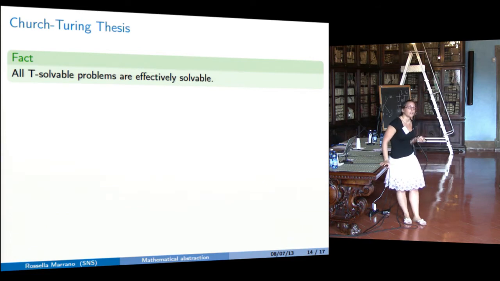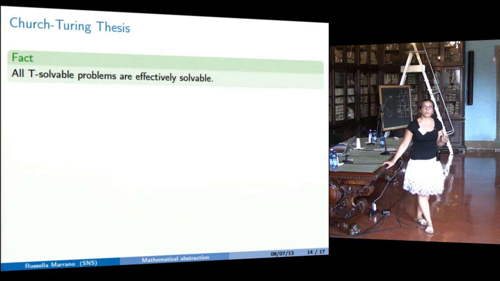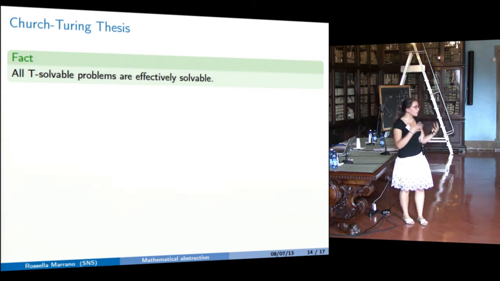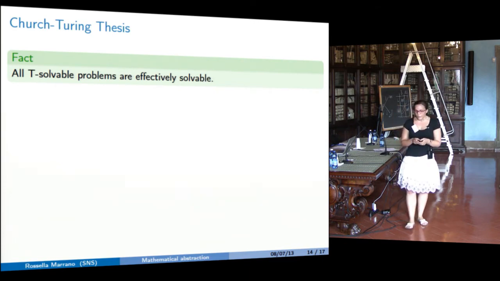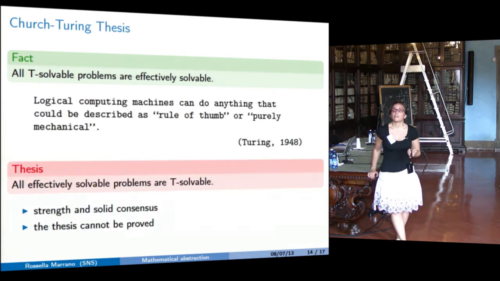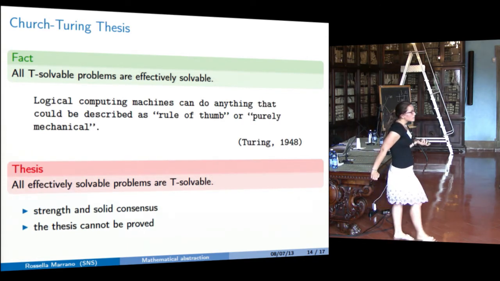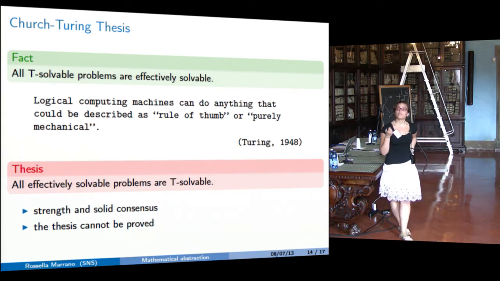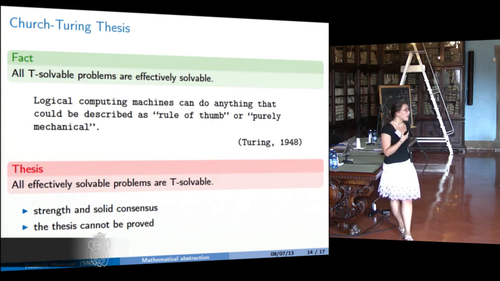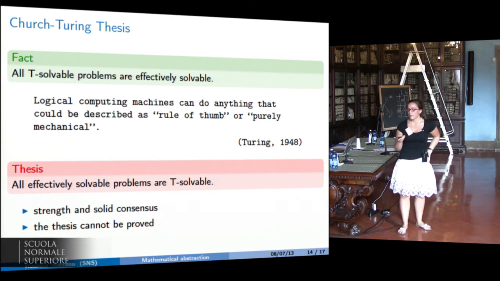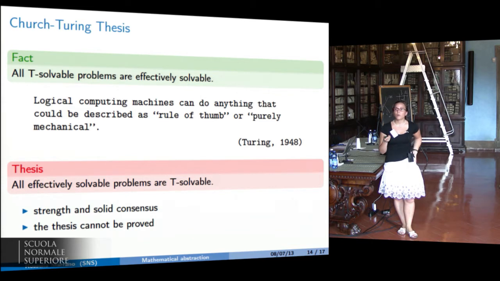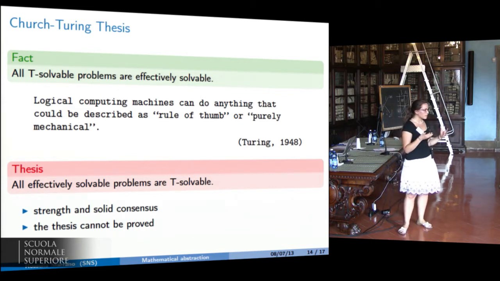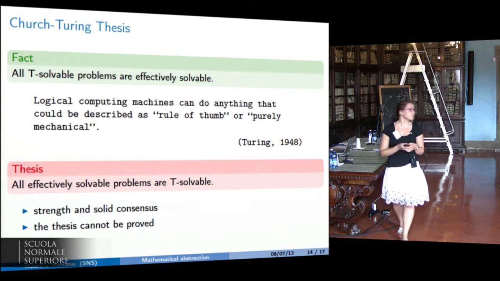And we have, first of all, a fact which can be easily observed, that all Turing solvable problems are solvable in an effective way. But we wonder whether the reverse holds as well, and Turing thinks and claims that this is the case. That is, logical computing machines can do anything that could be described as a rule of thumb or purely mechanical. And this is a very strong claim, because we mean that all solvable problems in the way we have described before are solvable by a Turing machine.